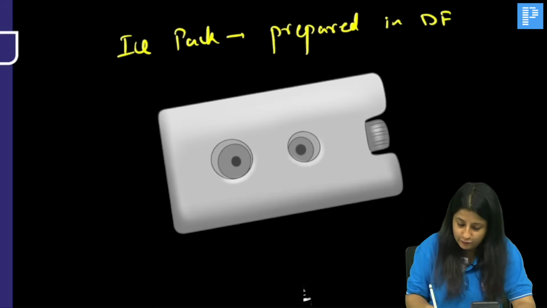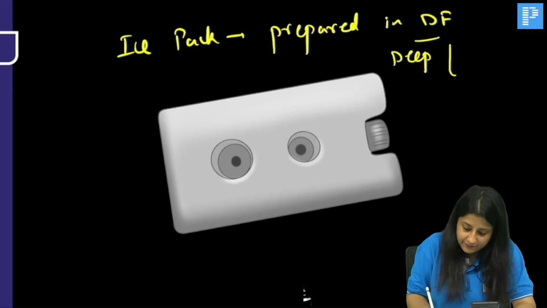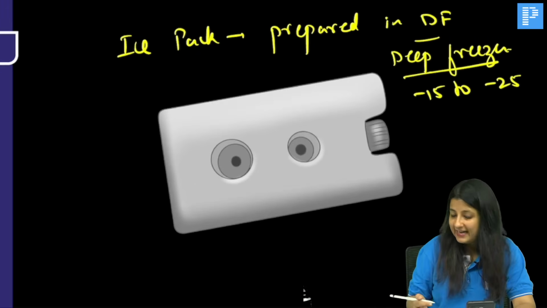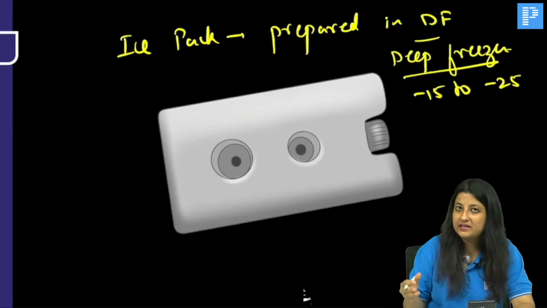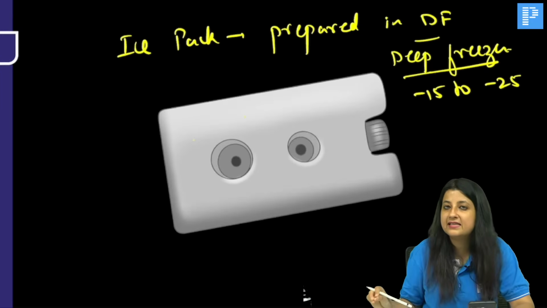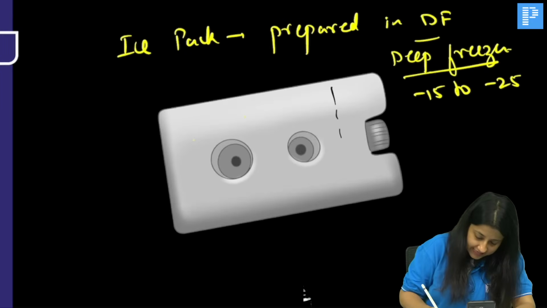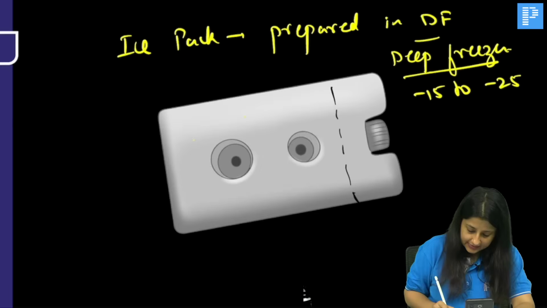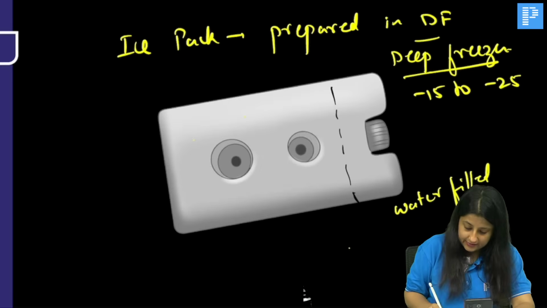DF, write the full form. DF is deep freezer. Freezer means the temperature will go into minus, -15 to -25. Now what is contained in the ice pack? Inside there is water. Okay? You will not add anything else other than water. Plus, you know, there's a line over here up to which water is filled, till the horizontal line. Water is filled till this level.